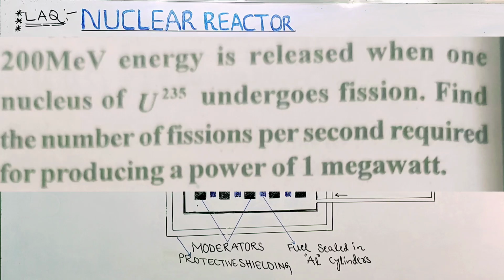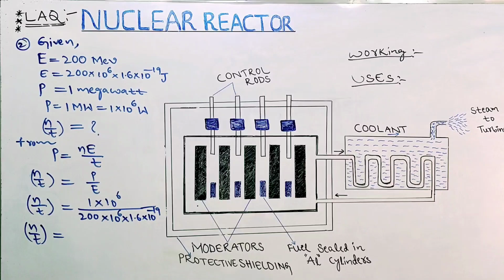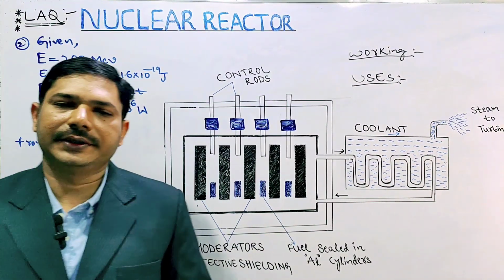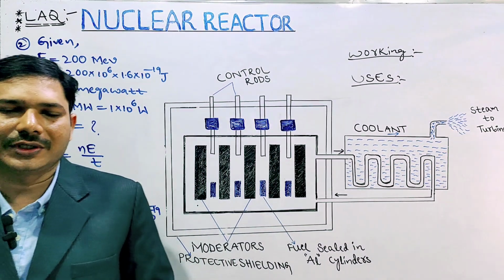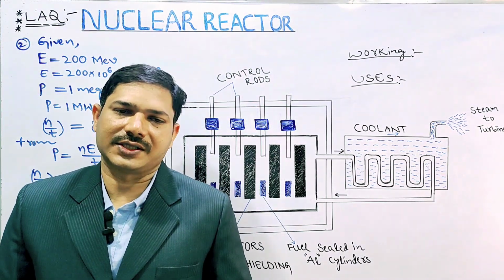Take the second one. 200 million electron volt energy is released when one nucleus of uranium 235 undergoes fission. Find the number of fissions per second required for producing a power of 1 megawatt. In this problem, you can check that the energy released in the reactor and the power are given. They are asking how many fissions occurred in this process.